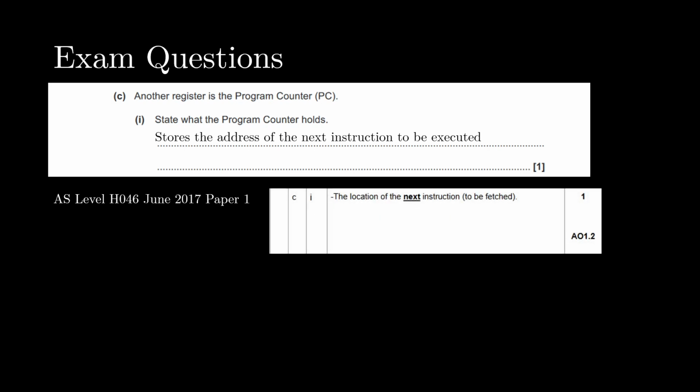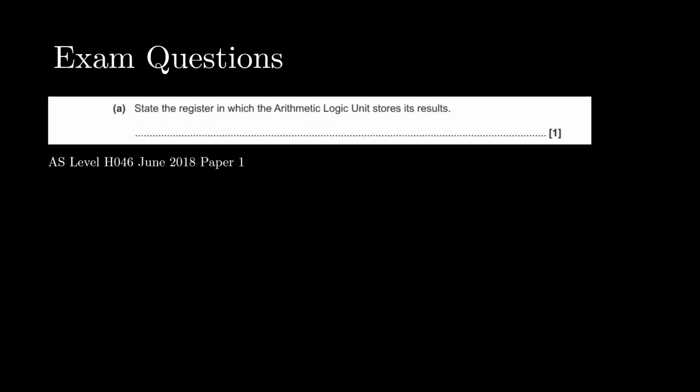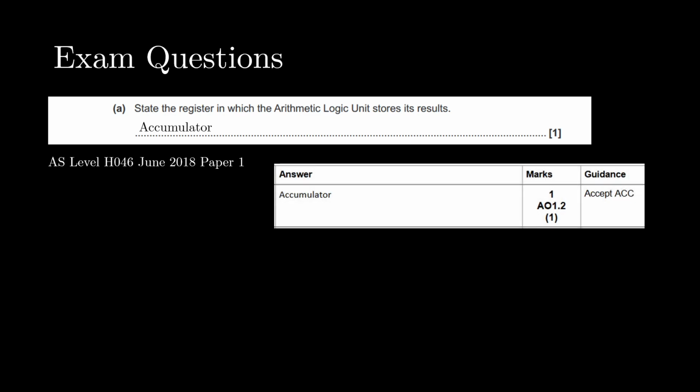The mark scheme for this one is pretty lenient, but I'd recommend answering with as much detail as possible because the mark schemes OCR releases are pretty inconsistent with how much information they want. Our last question here asks us to state the register which stores the result of the ALU. This one is pretty straightforward. The mark scheme only accepts the accumulator, but they also accept an abbreviated version.